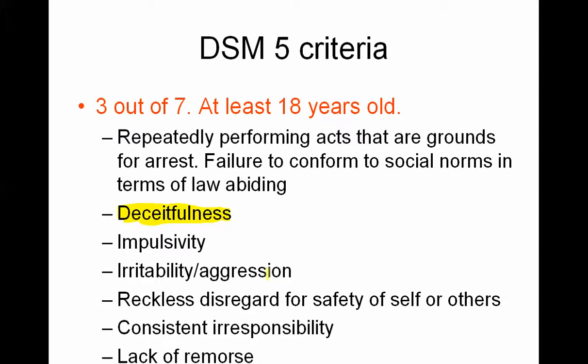Irritability and aggression, clear signs of that. Reckless disregard for the safety of self and others. Consistent irresponsibility, especially when he doesn't really care about his kids. He doesn't want to visit them or see them or pay for child support. And after all these things, he has a lack of remorse for what he has done. So we've kind of diagnosed him here.